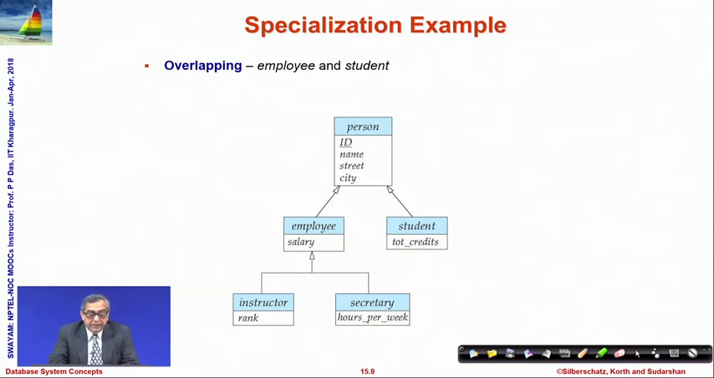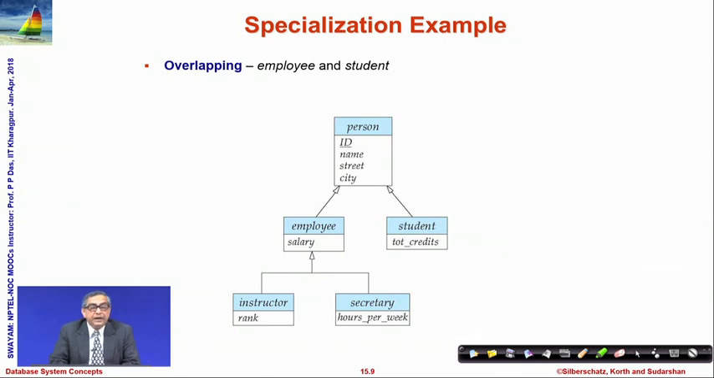Employee could be specialized into instructor and secretary. Again, by the rule of specialization, instructor will inherit all attributes of employee, which means that it will inherit attributes of person which employee has inherited, plus the employee specific attribute salary. So, it will inherit all 5 of those attributes, and then it adds another attribute which is specific for the instructor, which is the rank.